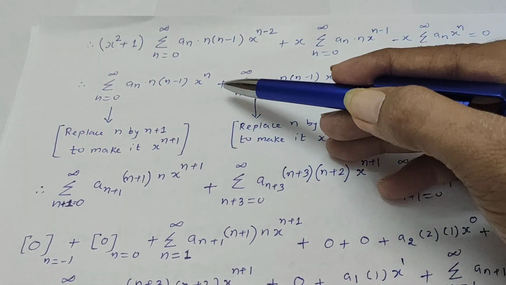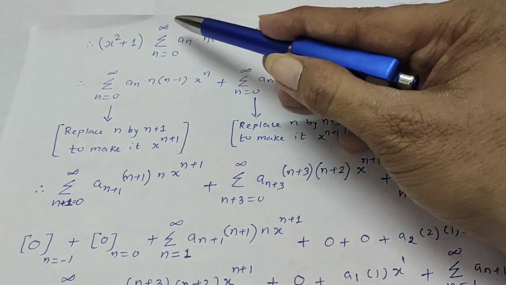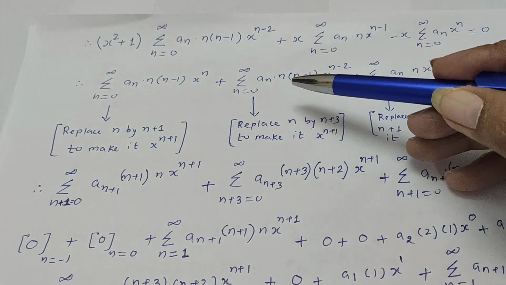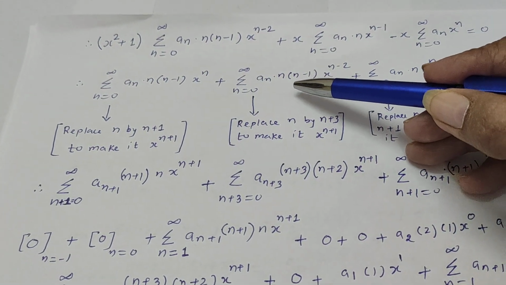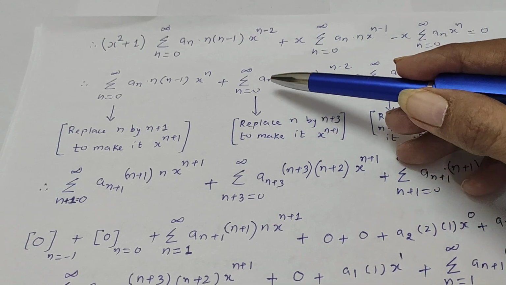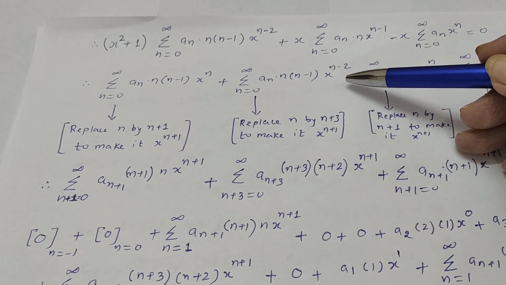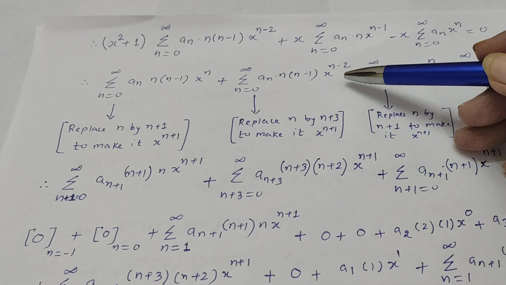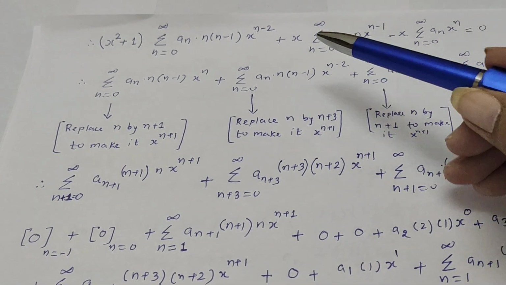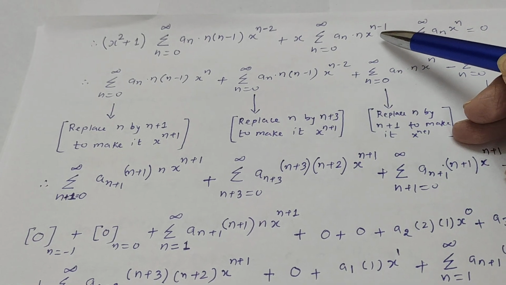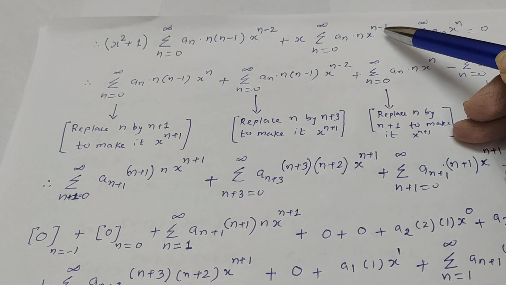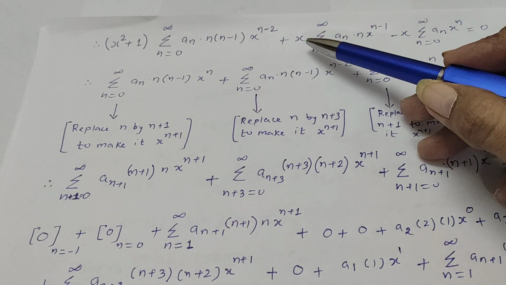Now this plus sign as it is, now multiply 1 by this term, so we will be getting the same term, that is summation from n equals 0 to infinity a_n into n into n minus 1 into x raised to n minus 2. Then after, here you can see that the power of x is n minus 1, and here the power of x is 1.